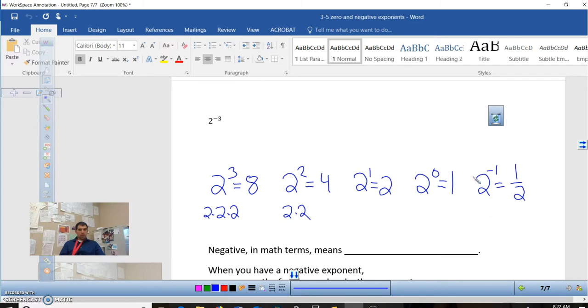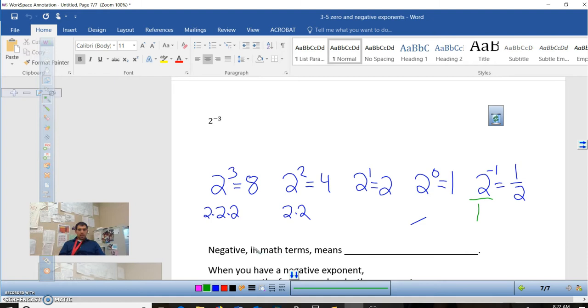Okay? Well, how do we do this? What's the rule? How does that happen? There are a few ways to prove it. But, guys, what is happening here is we can make this a fraction. You can take this whole number and make it into a fraction. So what we do is we flip it over and we make the exponent positive to get 1/2.